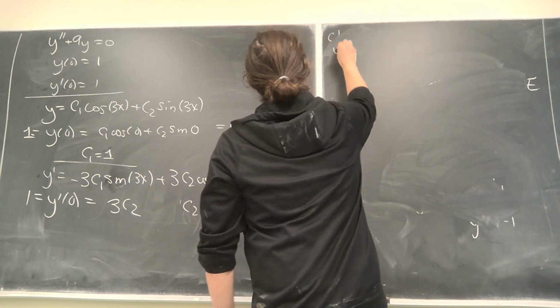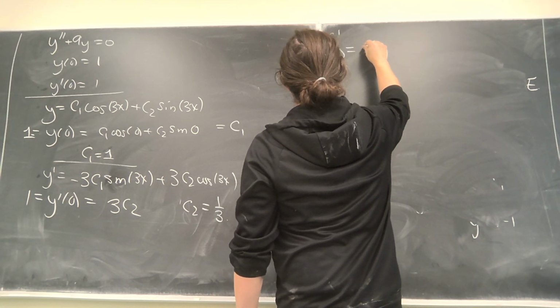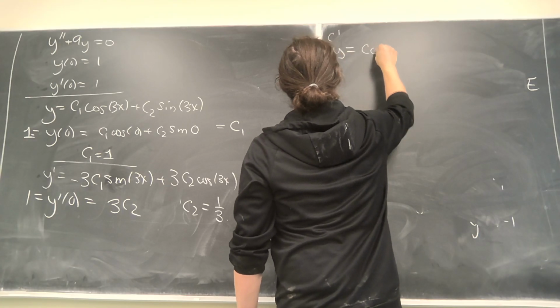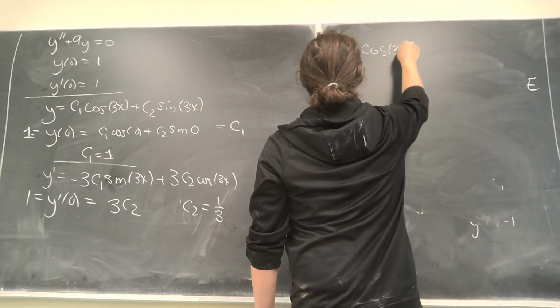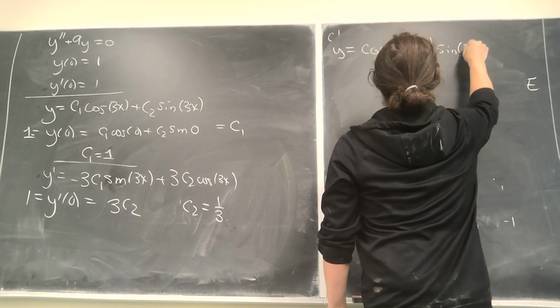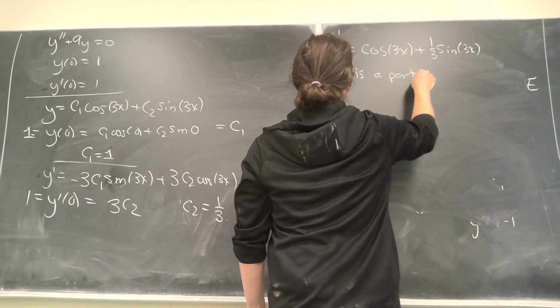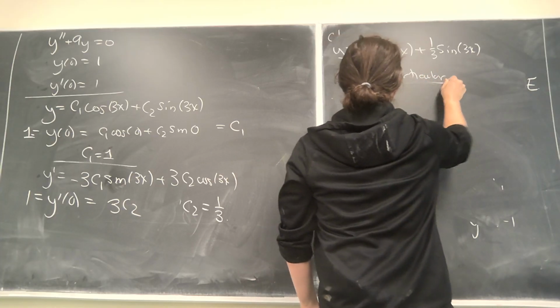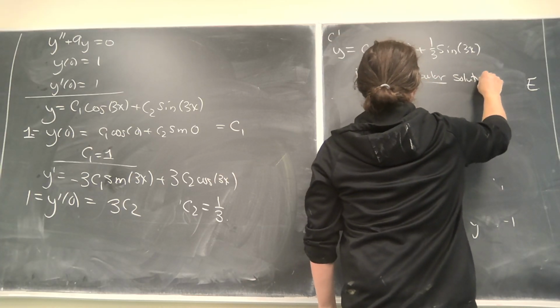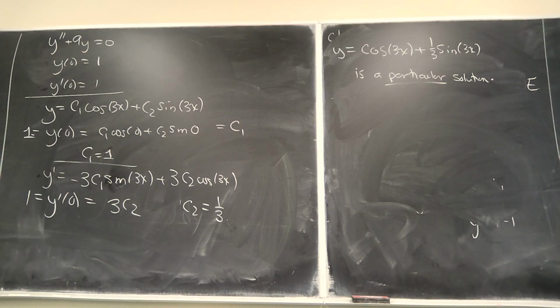So y is equal to cosine of 3x plus 1/3 of the sine of 3x is a particular solution. So by particular, I just mean specific. It met some sort of conditions.